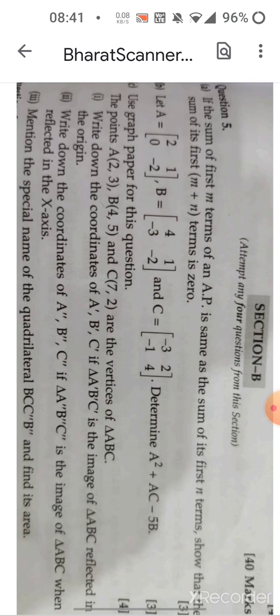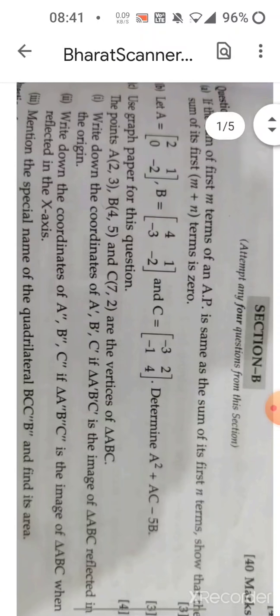The points we are given: A (2, 3), B (4, 5) and C (7, 2), which are the vertices of triangle ABC. Write down the coordinates of A', B', C' if triangle A'B'C' is the image of triangle ABC reflected in the origin.